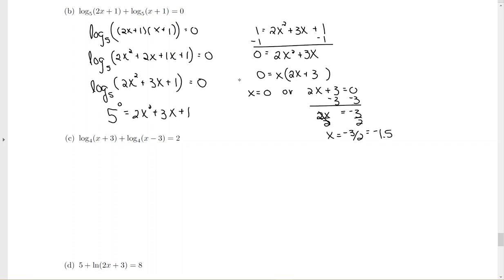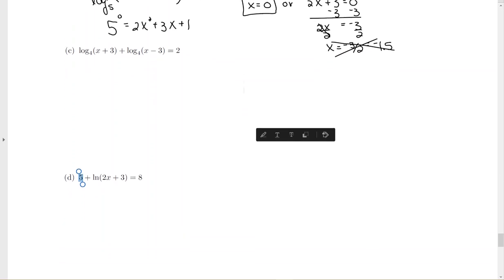But the thing is, I've got to check my answers. So if I plug the number 0 back in here, 2 times 0 plus 1, positive number. 0 plus 1, positive number. So x equals 0 is good. But if I take -3/2 or -1.5, it might be easier with -1.5. -1.5 plus 1, that's going to turn into a -0.5. And we can't have a negative argument, so neither of that solution is going to work. And our only answer is x equals 0.